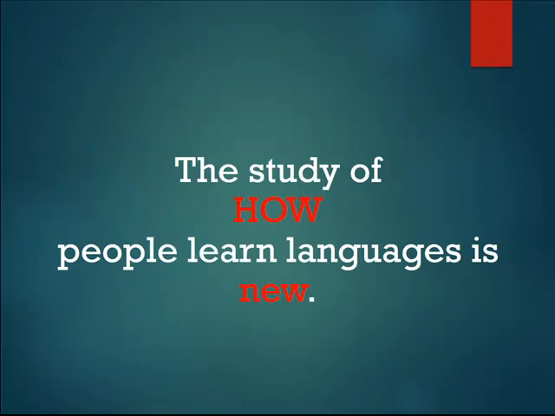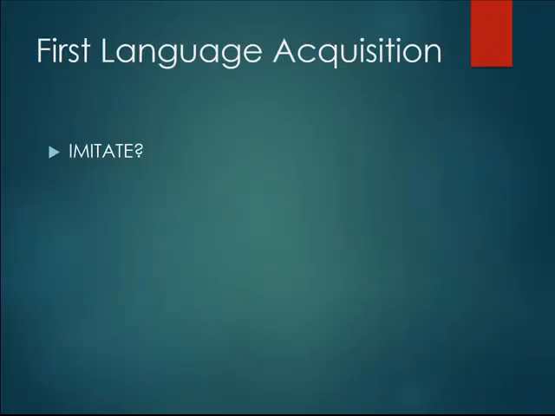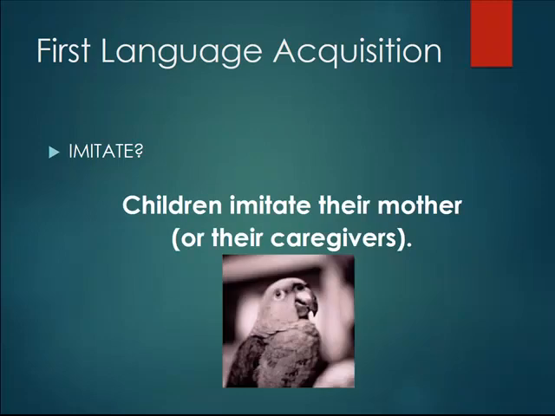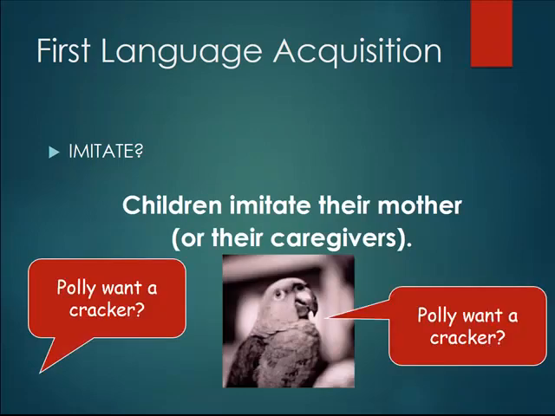But the study of how people learn languages is relatively new. Most people today would put the study of second language acquisition as starting in about the 1960s. Before we have a look at that, we should see what the common understanding of first language acquisition is, because there are some parallels. A naive theory, or at least a common theory about first language acquisition, is that babies simply imitate their caregivers in much the same way that a parrot imitates its caregivers.